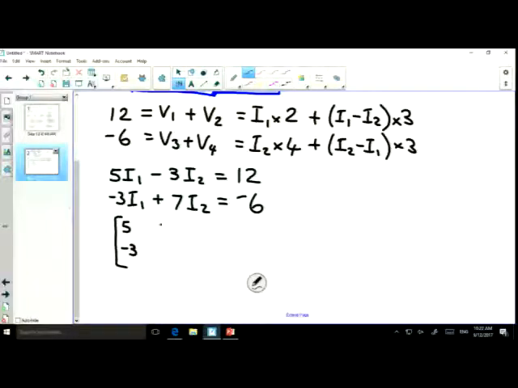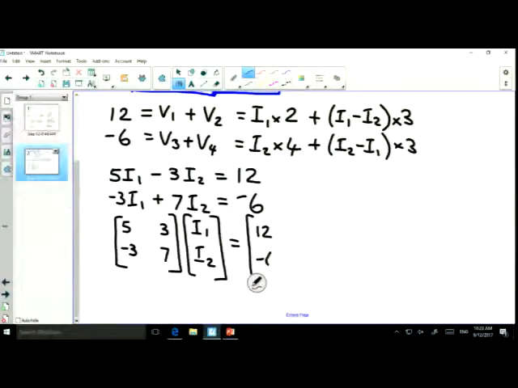Minus 3, 3, 7. So that's what those two simultaneous equations would look like in matrix form. Matrices are identified by square brackets. They have rows and they have columns. If you want to identify a single element in a matrix, you identify it by the row number and the column number. So for instance, the first matrix we'll call A, that one's B, that one's C.